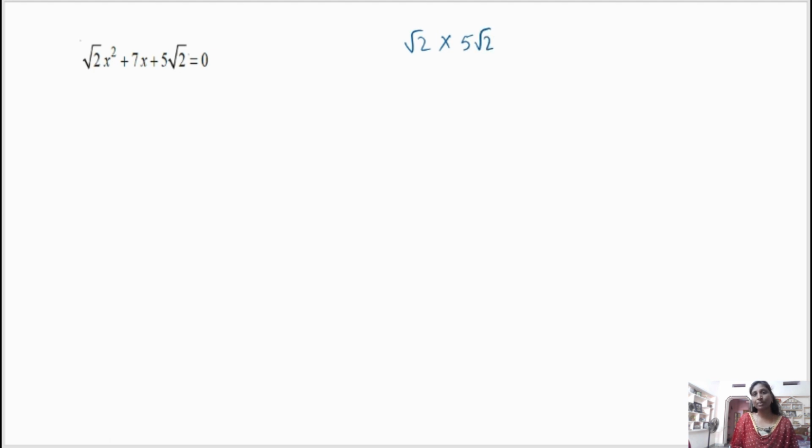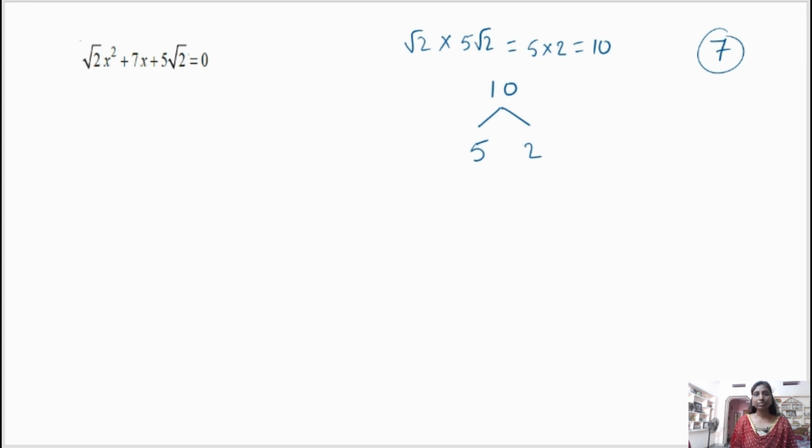So multiply these two terms. You will get 5 into root 2 into root 2, which is 2. It means you will get 10. Okay, so now the next thing is, what is the coefficient of x? That is 7. So now you have to think of two numbers whose product is 10, and adding or subtracting we have to get 7. Okay, so 5 twos are 10, and if we add 5 and 2 we will get 7.